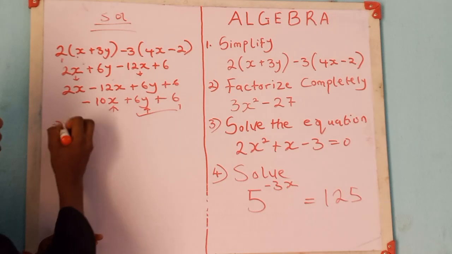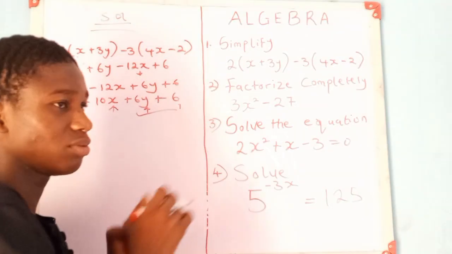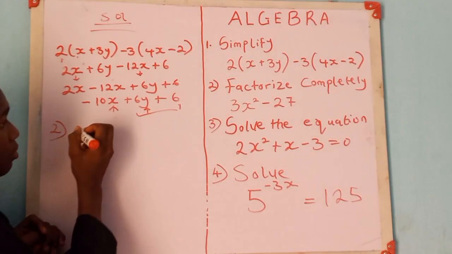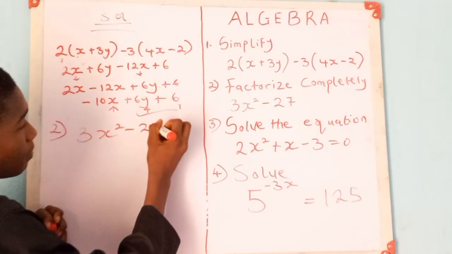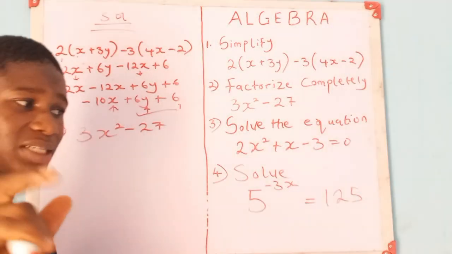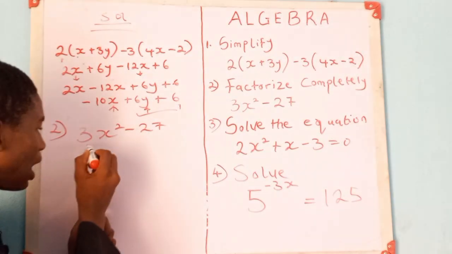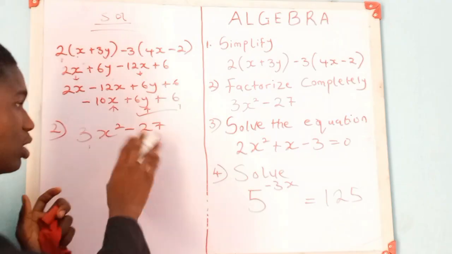Now the second question says factorize completely 3x squared minus 27. Okay, now let's do this. If we have 3x squared minus 27, that's what we have to factorize. Now what we are going to be doing first is, if you look at this very well, we need to look at what is similar between this and this. We need to look at what is similar between the both of them.